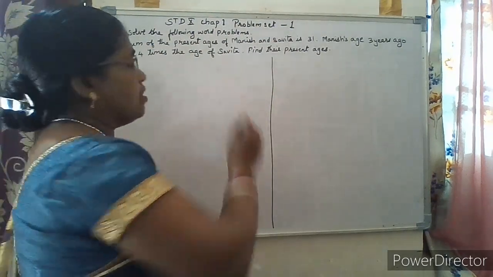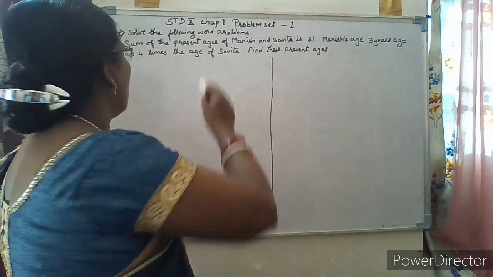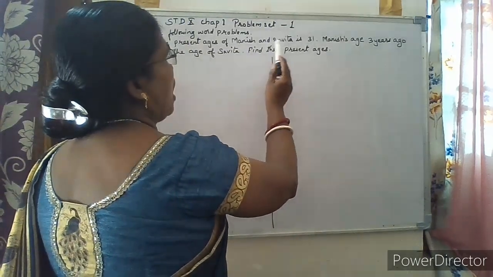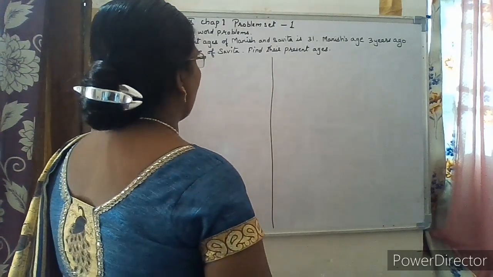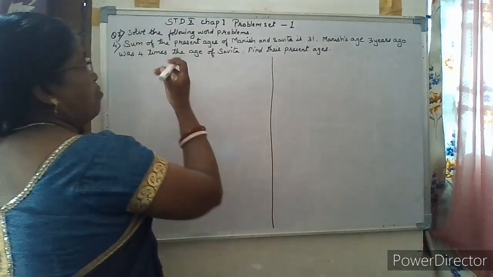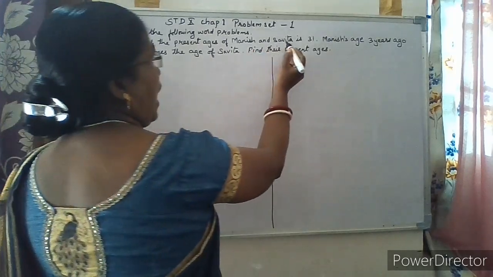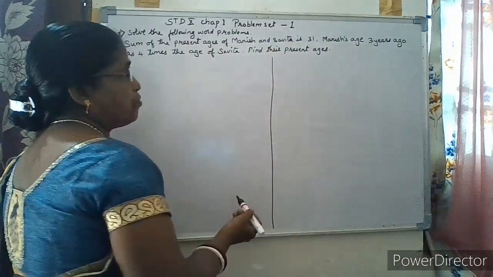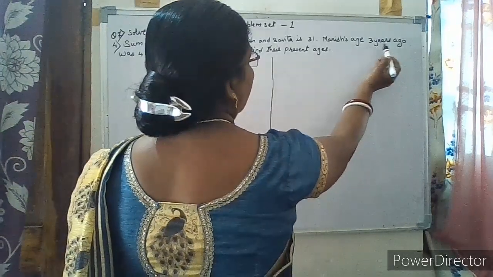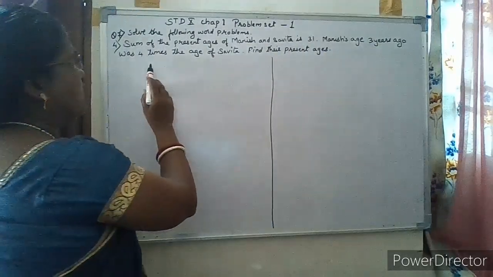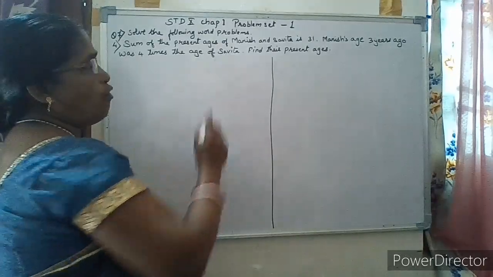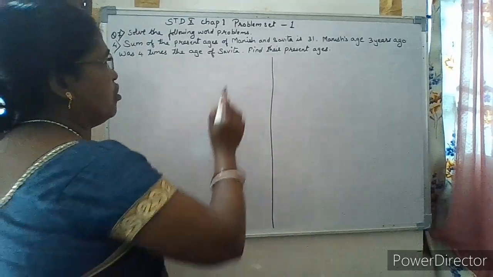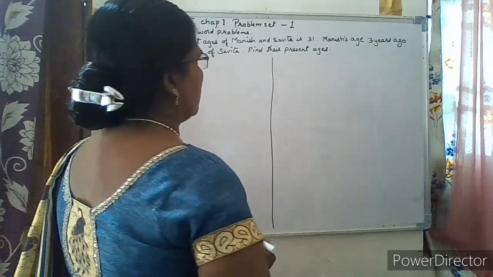Question number 7. We'll continue with the fourth question. The sum of the present ages of Manish and Savita together is 31. This is the first condition. Manish's age 3 years ago was 4 times the age of Savita. This is the second condition. So find their present ages.